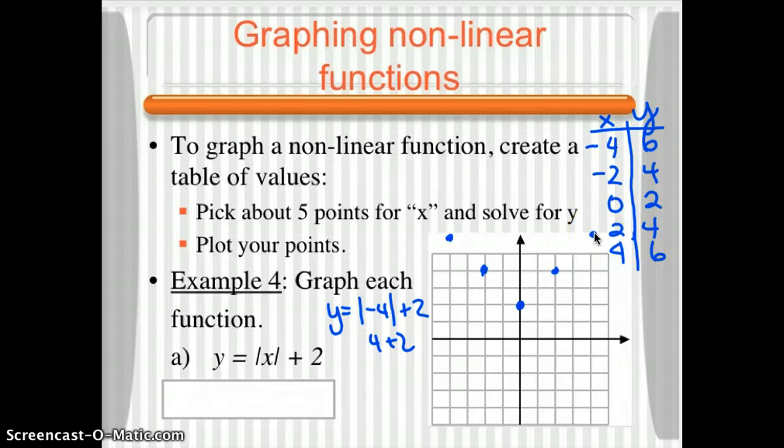So notice this is not a line. It actually ends up looking like a V. Absolute value graphs pretty much always look like a V. So if you don't get it looking like a V, you probably made a mistake somewhere and you want to recheck.